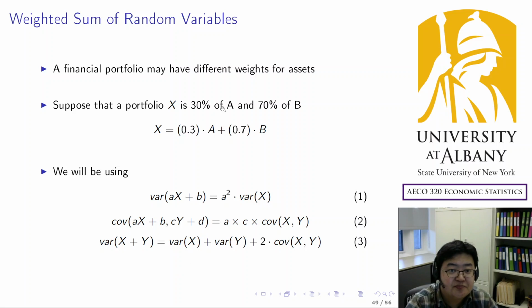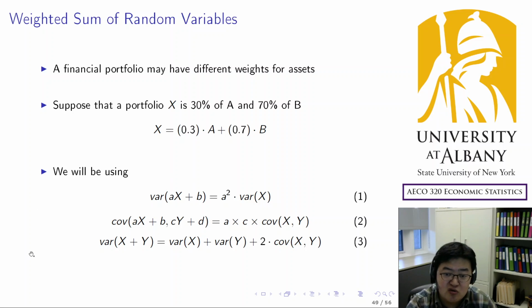So for example, you have to consider something like this. 30% of your money is invested in A, and the other 70% is invested in B. So your portfolio can be written as 0.3 times A plus 0.7 times B, right? So we will study how the standard deviation or the variance of X behaves under different combinations, different weights.